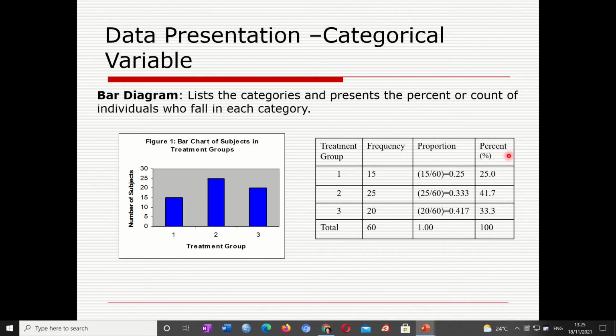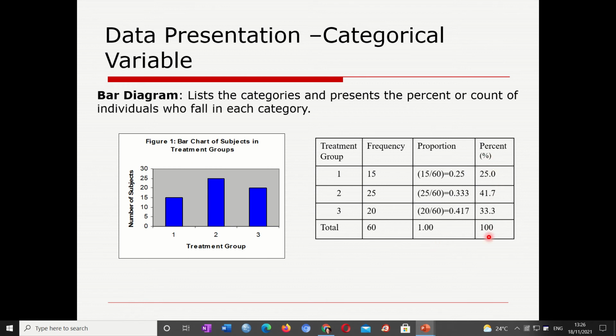Until now, we have learned frequencies and percent, okay? Percent is the value out of 100, okay? Percent means out of 100. Now, proportion is the value out of 60, okay? Out of 60, it is 15. Out of 60, it is 25. Out of 60, it is 20, okay? So here, we have this proportion, okay? When we have the division, the result is called proportion. This is 1 because 60 over 60 is 1.